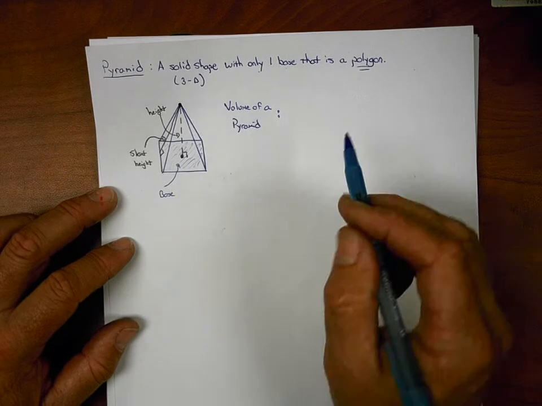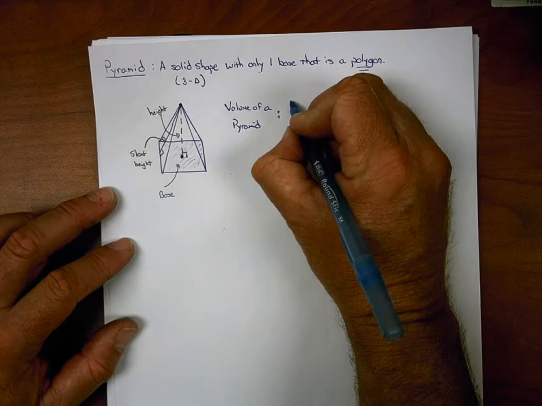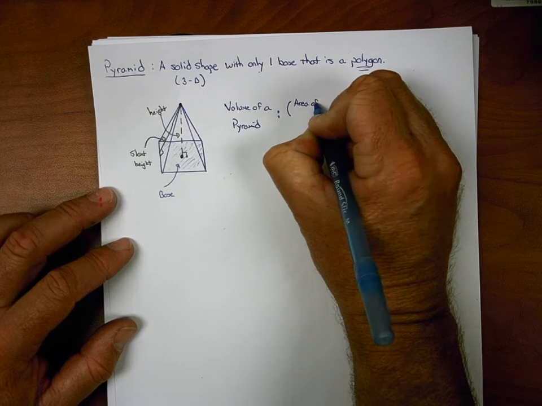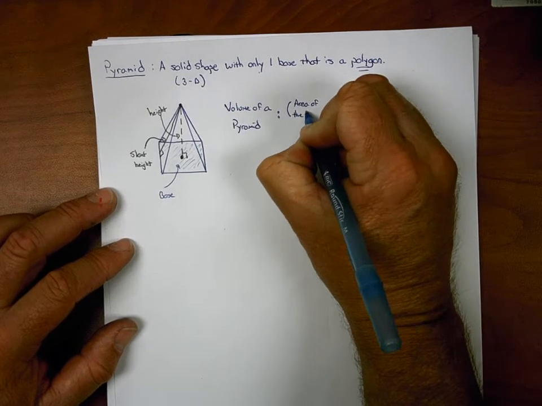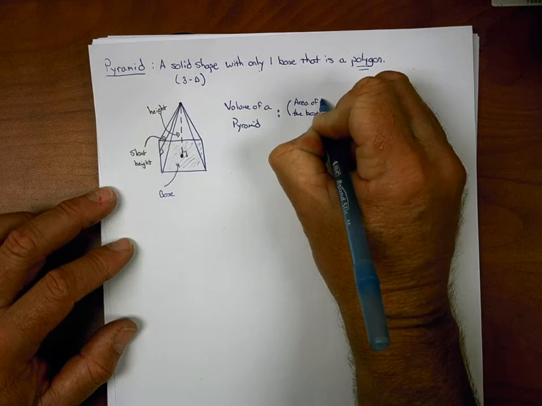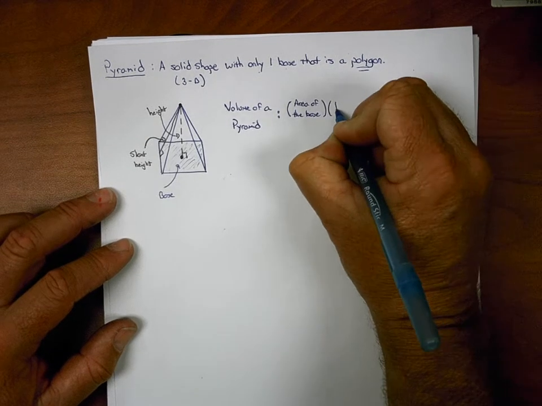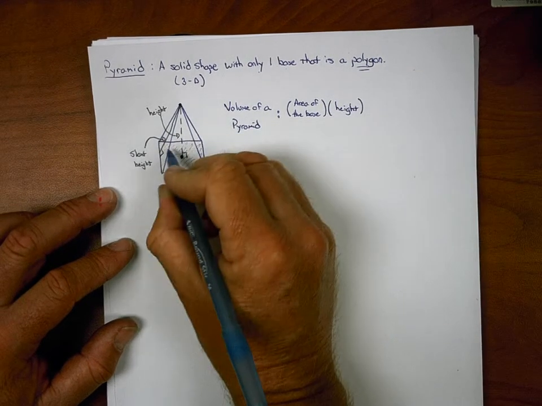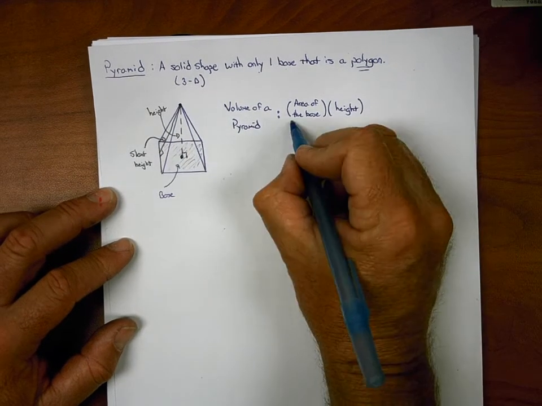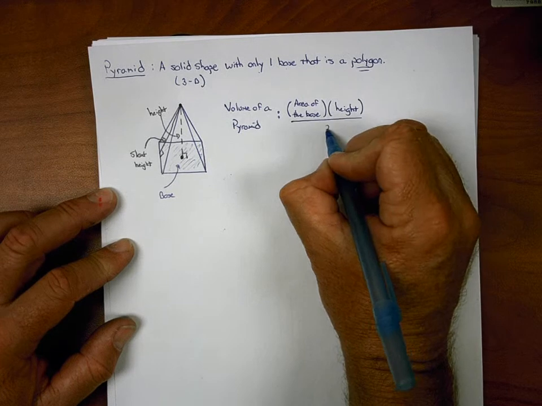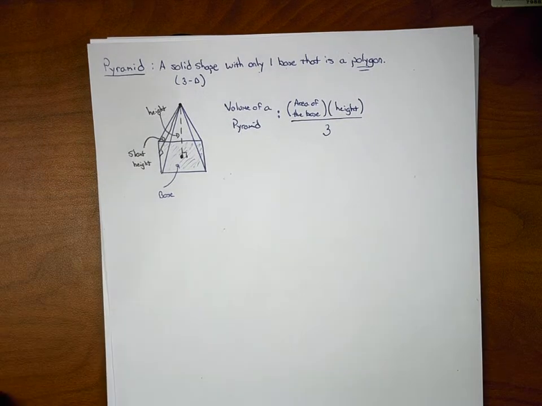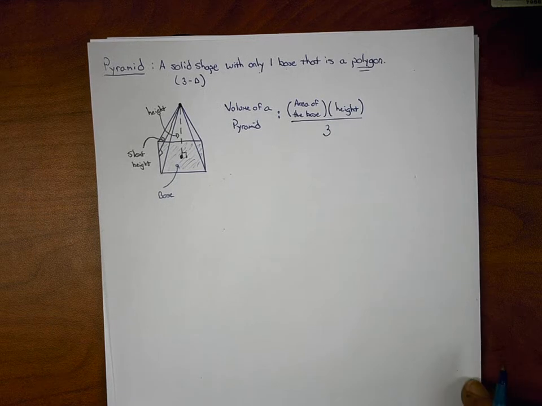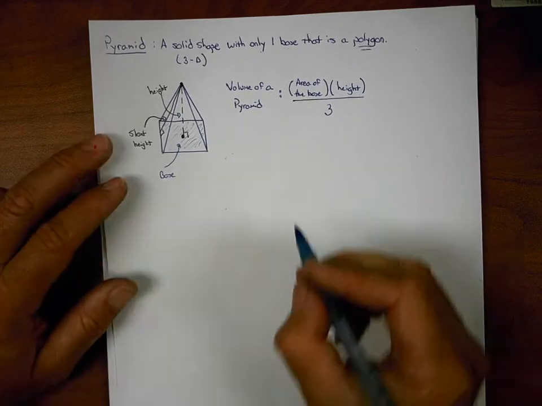Okay, so there is a formula to find the volume of any pyramid. This is the formula. The first thing you do is find the area of the base, so you're going to have to use area formulas. Then you multiply the area of the base times the height. Notice I said the height, I did not say the slant height. And then you divide it by 3. So the formula for volume of a pyramid is area of the base, multiplied by the height of the pyramid, then divided by 3.